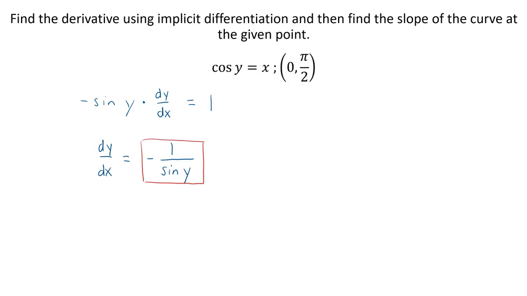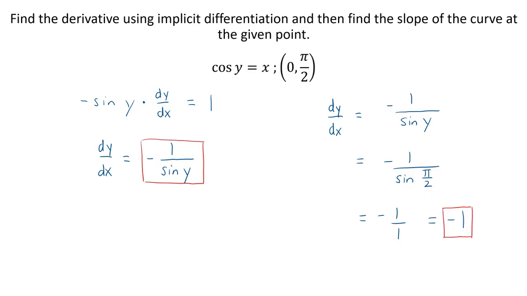But in this example, we're only going to use the derivative to help us find the slope of the curve at (0, pi over 2). So it's probably going to be easier for us to keep this in terms of sine rather than cosecant, since we're going to evaluate the derivative now. Notice that our derivative only contains the variable y. So wherever we see a y, we're going to plug in pi over 2 to evaluate. And the sine of pi over 2 is 1. And that simplifies to negative 1. So the slope of our curve at the point (0, pi over 2) is negative 1.